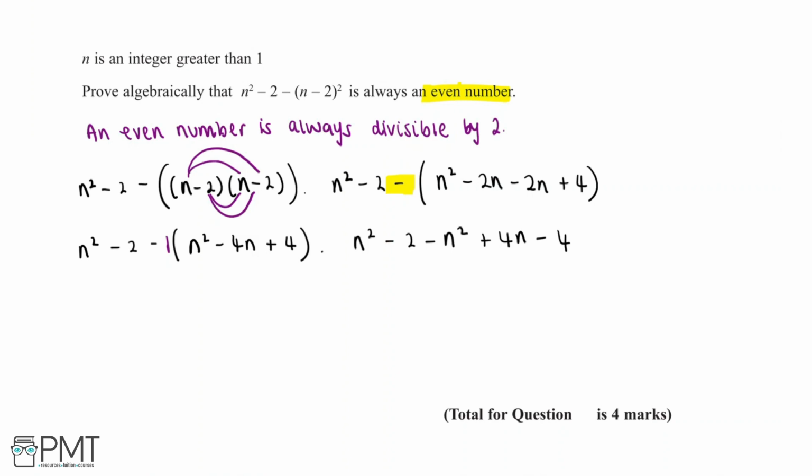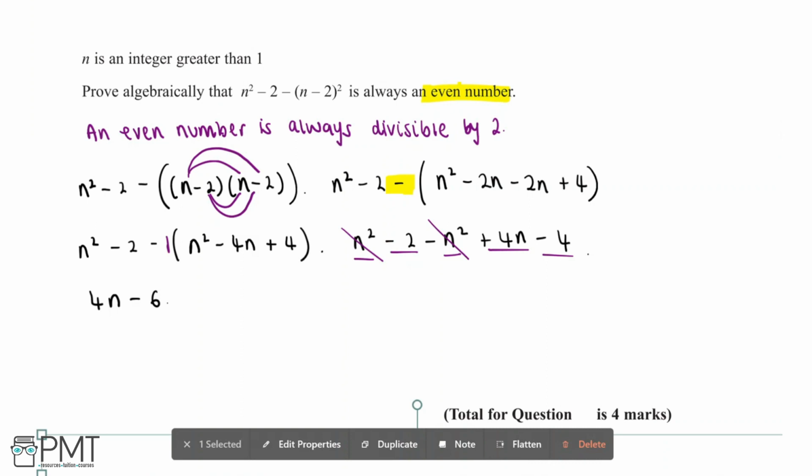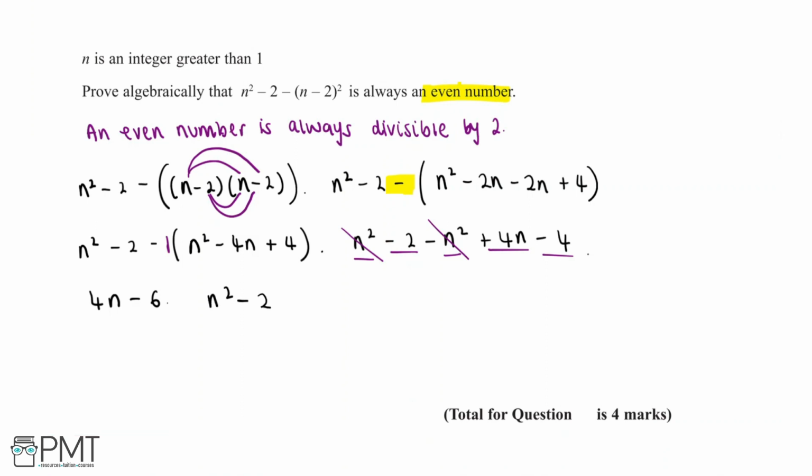So now let's simplify this again. We can collect the like terms. N squared and minus n squared are like terms, and n squared minus n squared simply cancels out. Then we have minus 2 minus 4, which is the same as minus 6. So we're left with 4n minus 6. We have the 4n over here, that's untouched, and the minus 2 take away 4 is the same as minus 6. So now we can say that n squared minus 2 minus (n minus 2) all squared equals 4n minus 6.